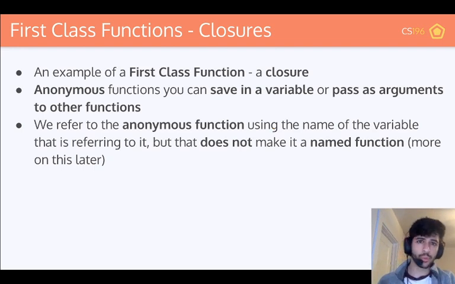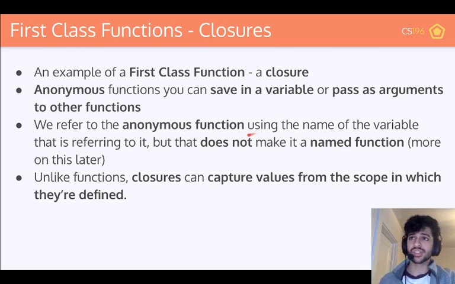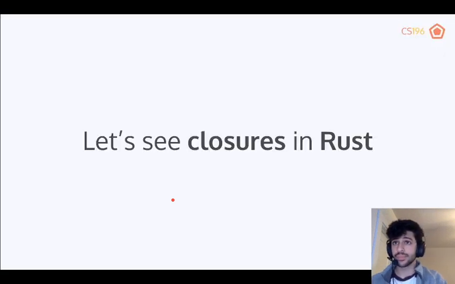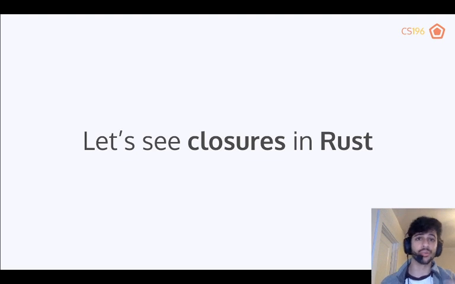This sounds a little bit weird for now, but once you actually take a look at a closure, you'll notice what I mean. Unlike functions, closures can capture values from the scope in which they're defined. Again, all of this will make a little bit more sense with an example. So let's see what closures look like in Rust. I say Rust because closures are not a Rust-specific concept. You will see closures in a lot of different languages that support functional paradigms, and you will certainly see them in languages that are entirely built off of the functional programming paradigm. But let's see closures in Rust.